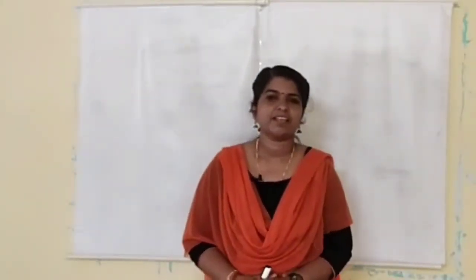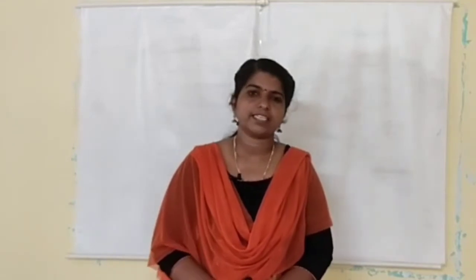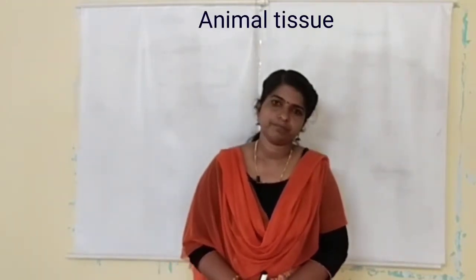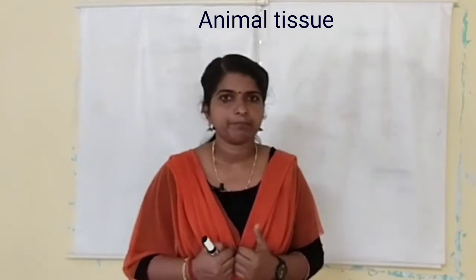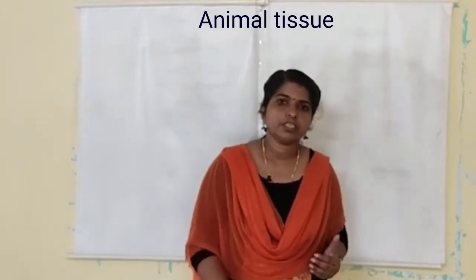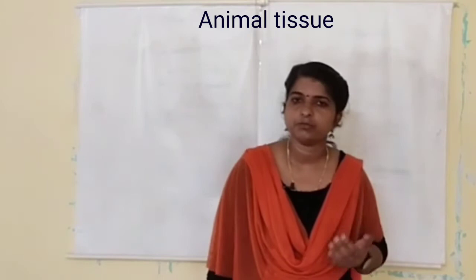Hi students, we already completed plant tissue. Today we can study animal tissues. You know there are different tissues in our body. The digested food reaches each and every part of the body with the help of blood. Blood is a type of tissue.